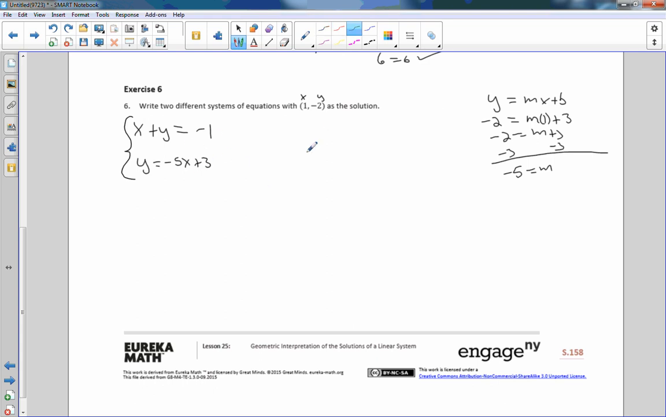Okay, now it says write 2, so hopefully you're getting a feel for this. How about 2x plus y equals, now this first one's easy. Whatever you make up, you just substitute in and find the number. So if I plug in 1 for x, that's 2. And if I plug in negative 2 for y, 2 minus 2 is 0. So 2x plus y equals 0 is an equation.